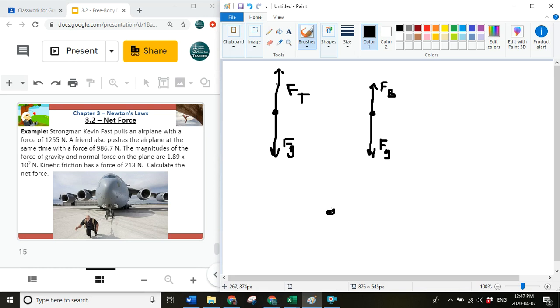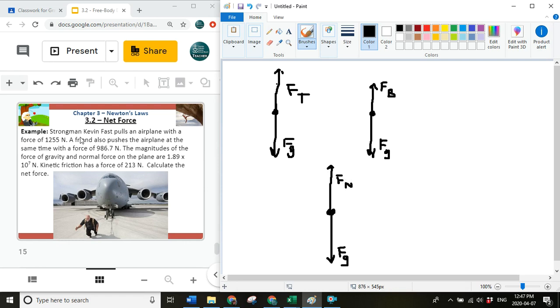Finally, we have this strongman pulling an airplane. So this one, we have the airplane represented by a dot. Has a big force of gravity. It's a very heavy thing. And then it's resting on a surface, so there would be a normal force pushing it up, and that's going to perfectly balance the gravitational force.